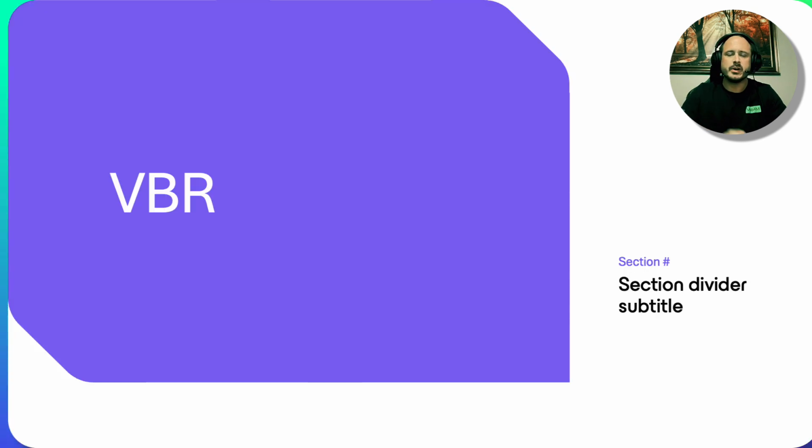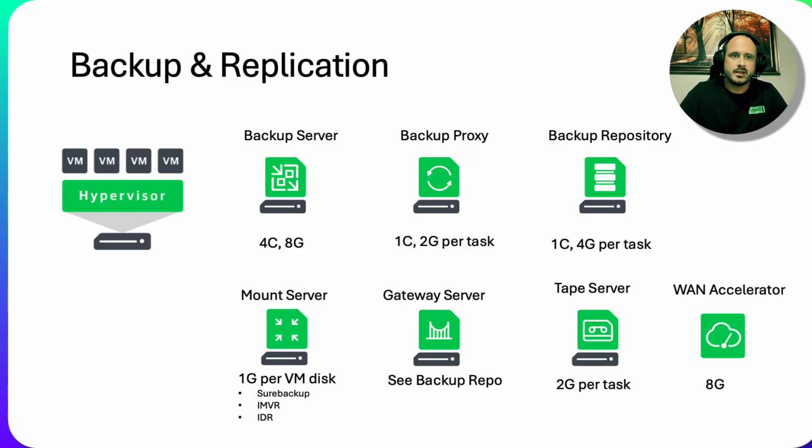So let's jump in. We're going to start with backup and replication, or as we like to call it around here, VBR for short. Starting from the left-hand side of the screen, of course, you have your production environment. Veeam backup and replication, if you don't know, backs up virtual machines. Today we support VMware, Hyper-V, Nutanix Acropolis. We just released support for Proxmox. We also do some Oracle hypervisors as well. Not as familiar with those.